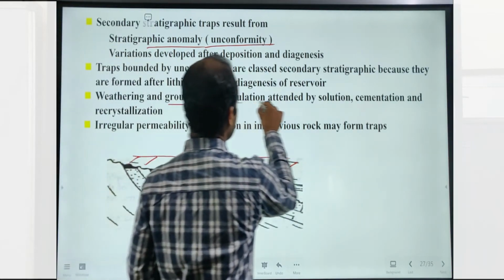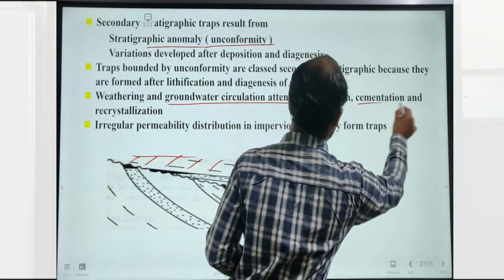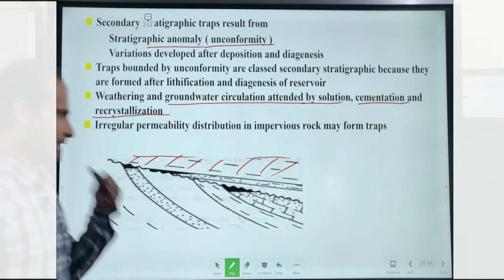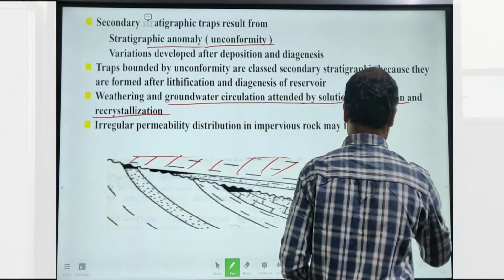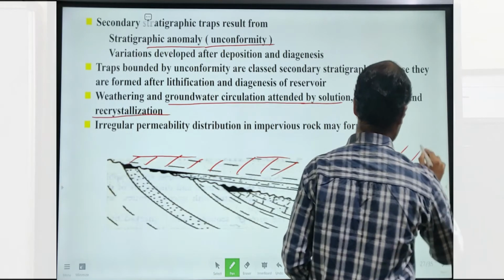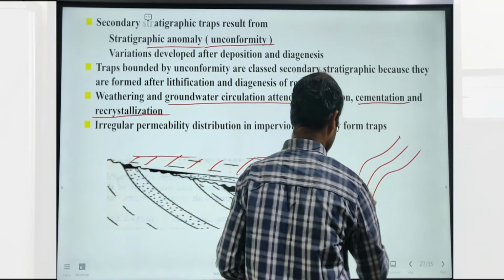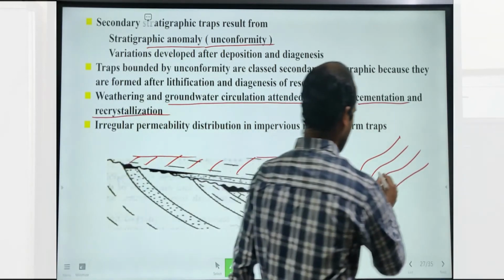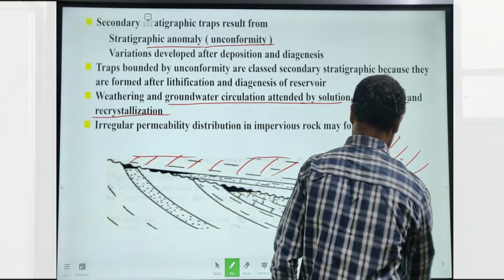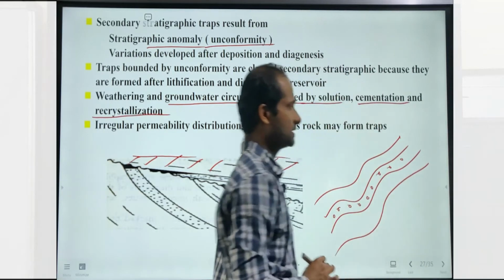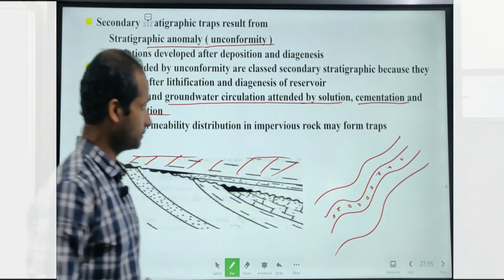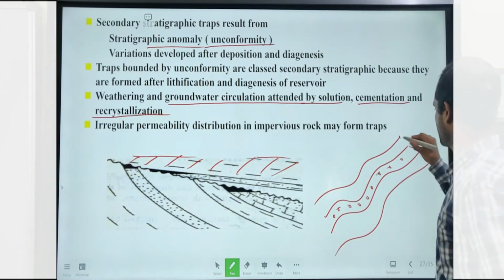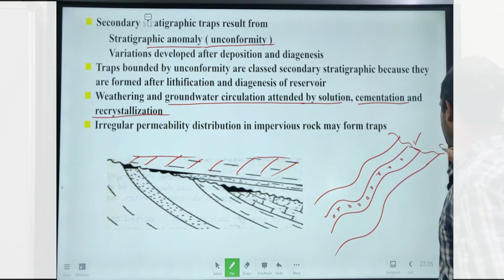by groundwater circulation, by solution, cementation and recrystallization. How does this happen? Suppose you have a bed dipping something like this, and this is your sandstone. Then what happened? Because you have sandstone, and suppose this is an exposure, this is a surface exposure.